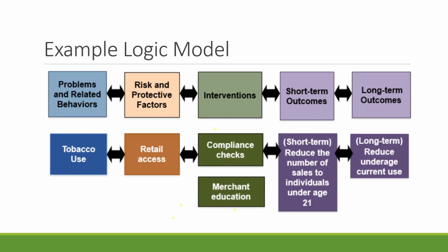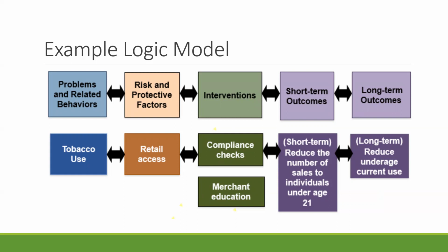Here's an example of a logic model that's related to the PFS grant. If we've identified our problem behavior is tobacco use among individuals under the age of 21, we will then identify some of the risk and protective factors. And maybe when charting them out, we realized that retail access to tobacco had high importance and high changeability. And that is the factor that we're going to target. We're going to target that factor through interventions like compliance checks and merchant education.